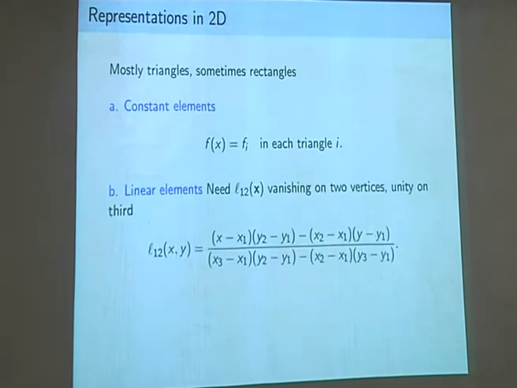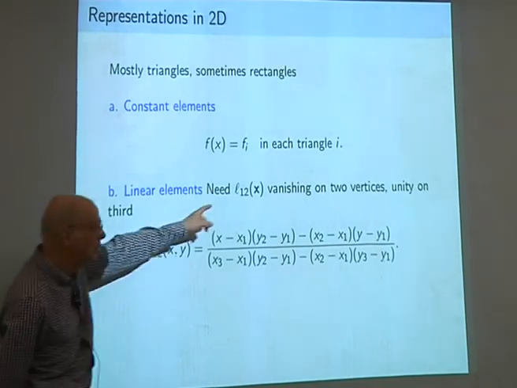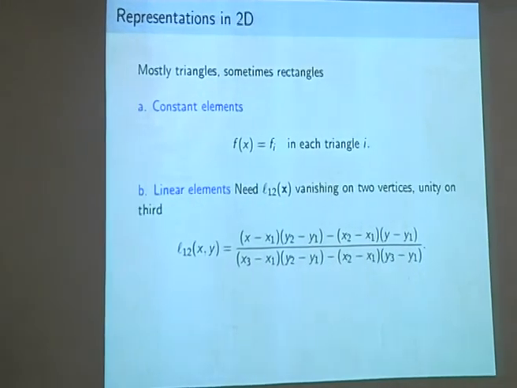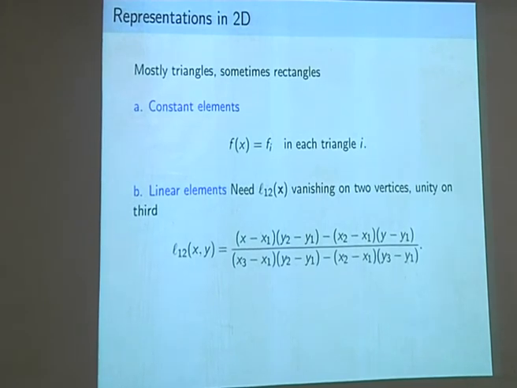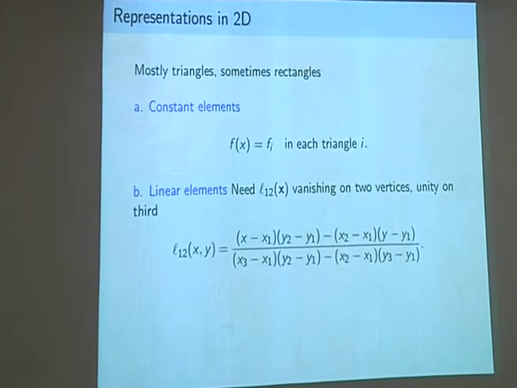The linear elements, what we need is to come up with a function which is linear and vanishes at 2 points. So my linear function l_{1,2} vanishes at x_1, y_1. It vanishes at x_2, y_2. And at the other vertex, 3, at x_3, y_3, it is equal to 1. Okay? So let's test this out.